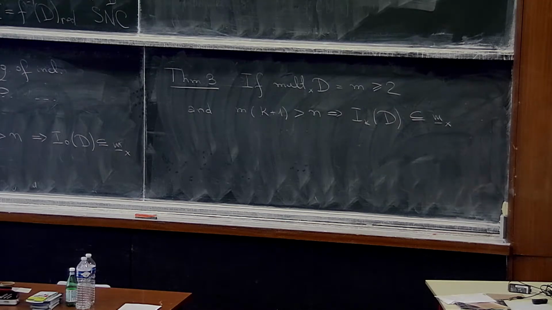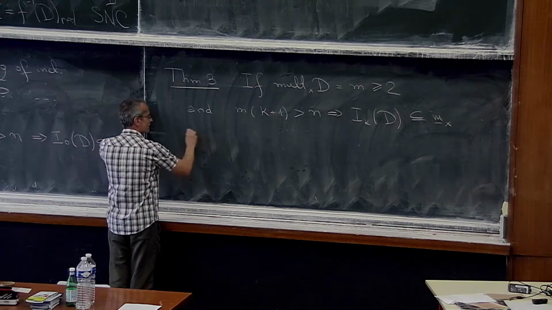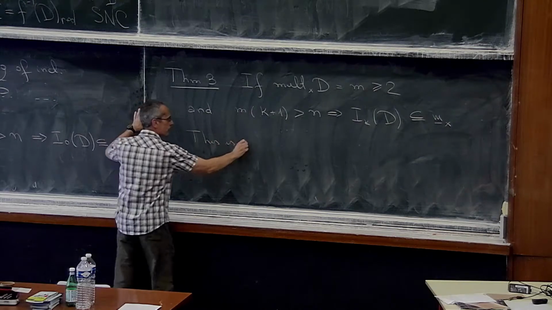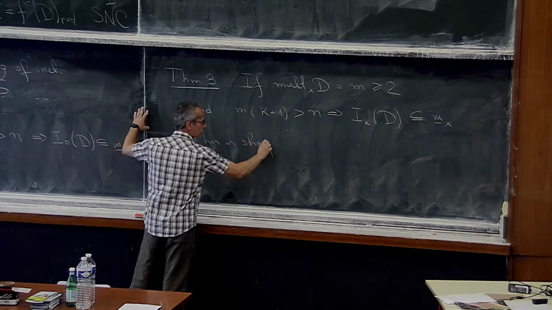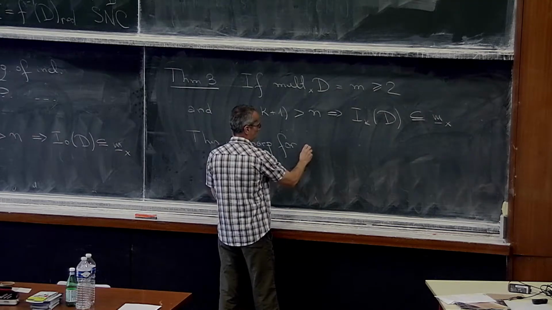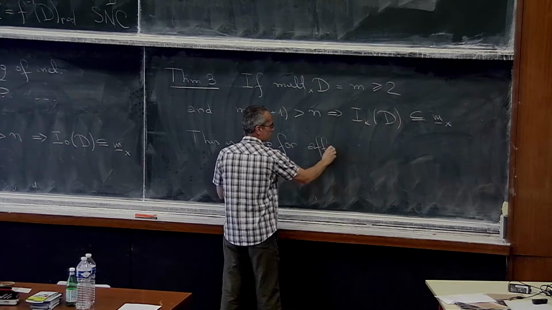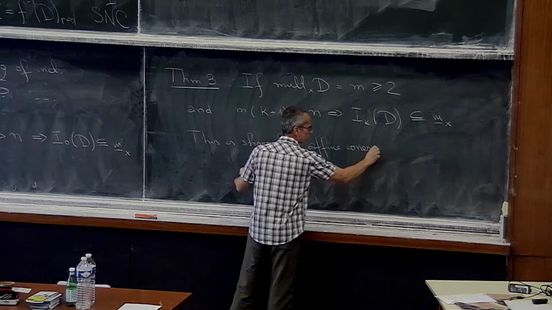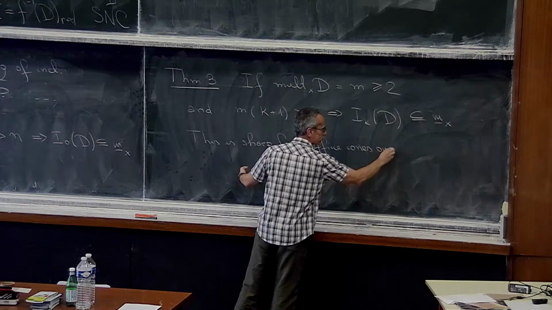So in this sense, the condition on singularities that you need for the ideal to be trivial or not trivial is much stronger than for I0. And this is sharp, for example, for affine cones over smooth projective hypersurfaces.